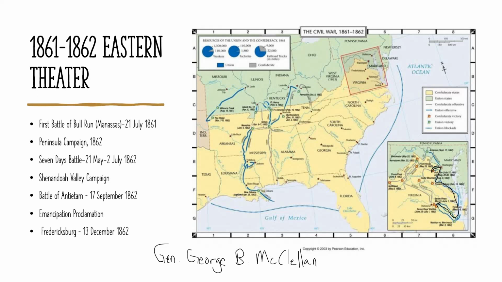And what results is he finally gets over into the peninsula, and then he stays in place long enough for Joseph Johnston to get reinforcements. And then when he finally does march, he's again very, very cautious in his engagements.